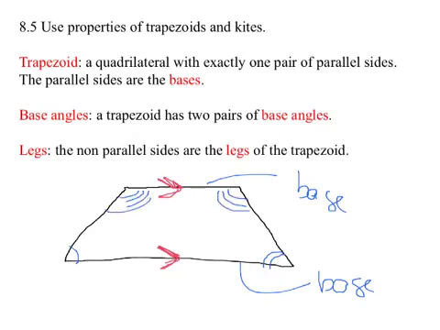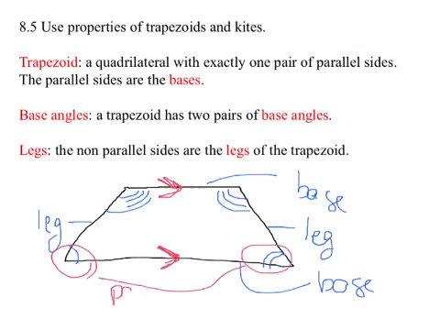And the legs. The non-parallel sides are the legs of the trapezoid. And I have two legs. Let's see. Our pairs of base angles will be, this is a pair of base angles, and this is the other pair of base angles.